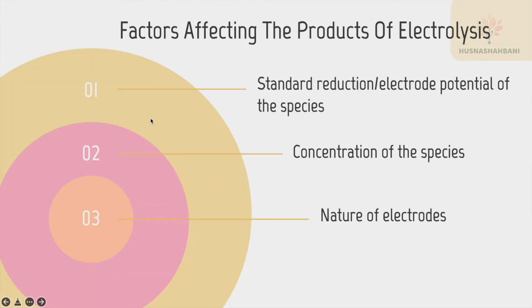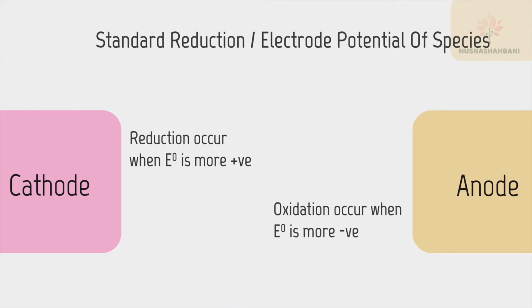There are three factors affecting the products of electrolysis. The first factor is the standard reduction or electrode potential of the species. Second, the concentration of the species, and third, the nature of the electrodes.